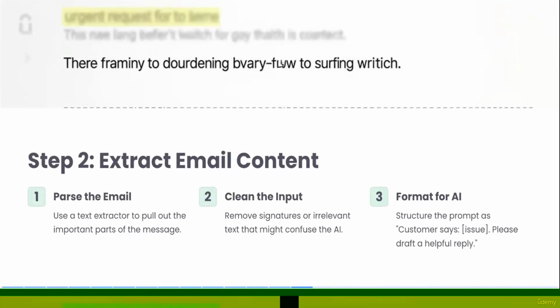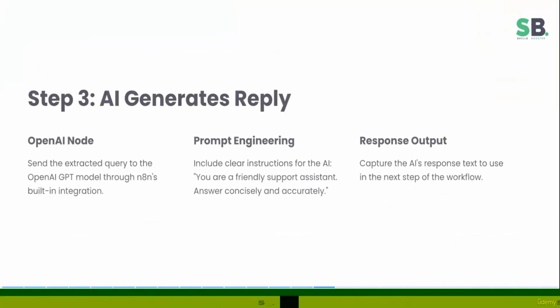Step 2 is extract email content. We will parse the email with AI, using a text extractor to pull out the important parts of the message. Clean the input, removing signatures or irrelevant text that might confuse the AI. And format for AI. Structure the prompt as: customer says issue, please draft a helpful reply.